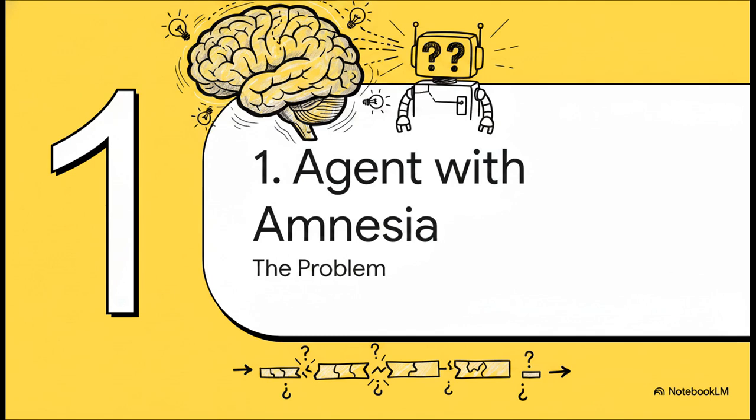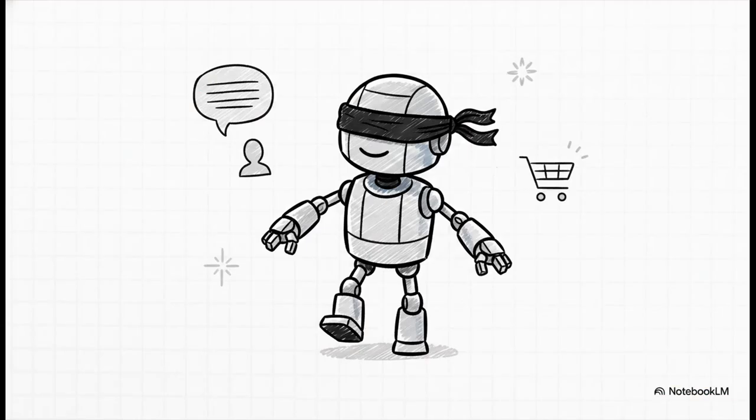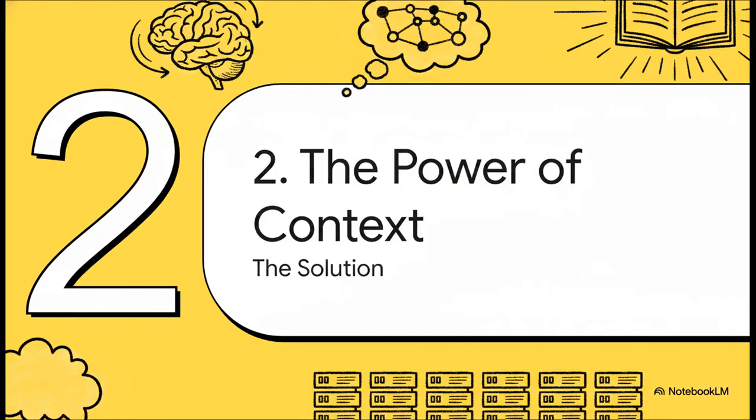So let's put a name to this problem. I like to call it the agent with amnesia. At its heart, the technical term for this is statelessness. Without a way to pass along context, things like who the user is or what they did 5 minutes ago, your agent is basically flying blind. It has no memory, and that means it just can't deliver those personalized, truly helpful experiences we're all trying to build.